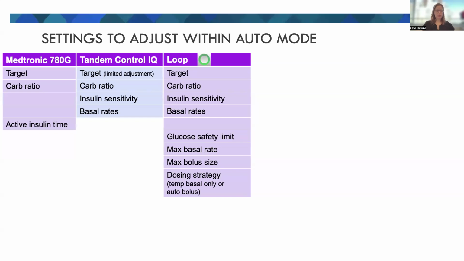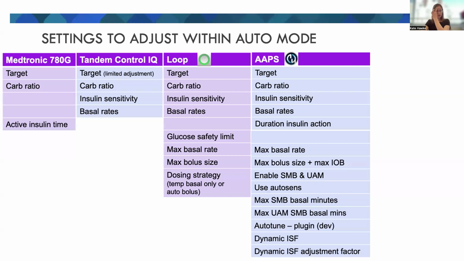So once again, showing just relative to the AID systems that we now know about, I'm going to add, in addition to the familiar settings, which can all be adjusted in aAPS, so target, carb ratio, insulin sensitivity, basal rates. And in this one, you can change duration of insulin action. In addition to all those, we have a long list of settings that will be likely unfamiliar to many clinicians and people with diabetes. Once again, our target has a very wide range of levels at which it can be set.